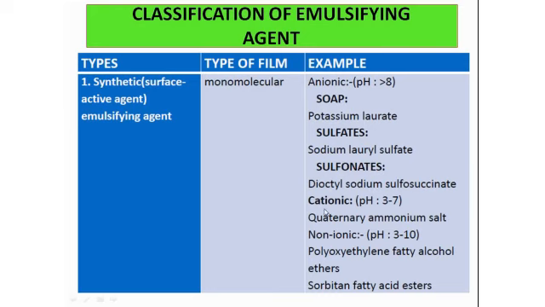Then we have the cationic type, with a pH of 3 to 7. Example, quaternary ammonium salt. Then we have non-ionic, which have a pH range of 3 to 10. Examples are polyoxyethylene fatty alcohol ester and sorbitan fatty acid ester. So these are the examples. They might be asked during your examination, right?